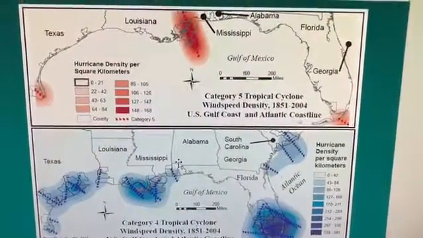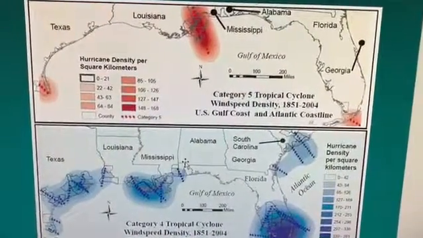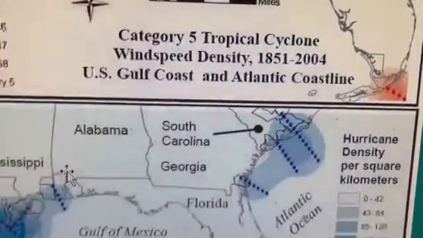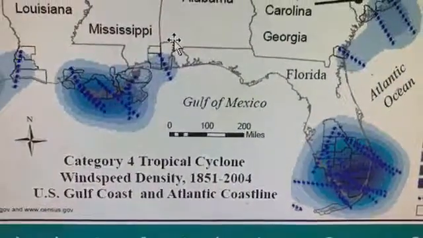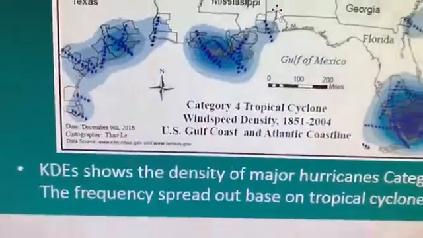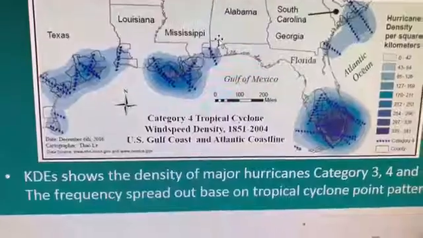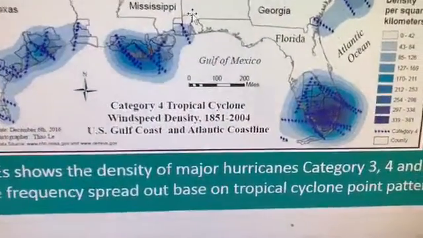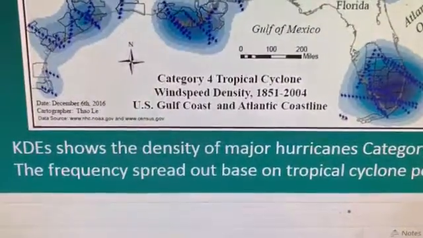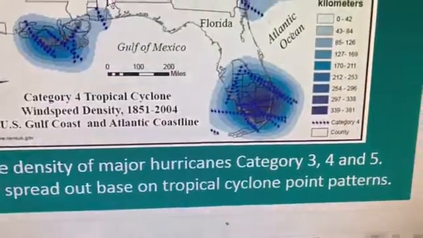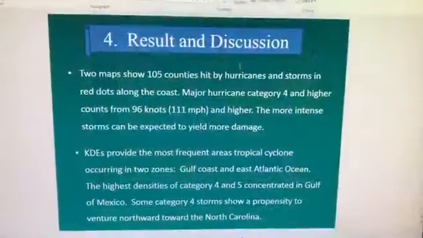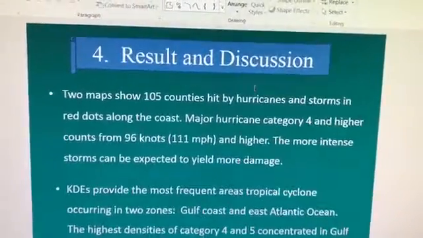This is another map using kernel density meters to show the category 5 and 4 wind speed density. So kernel density estimation shows the density of major hurricanes, category 3, 4, and 5. The frequency spreads out based on the tropical cyclone pattern. Number 4, I will talk about the results and discussion.